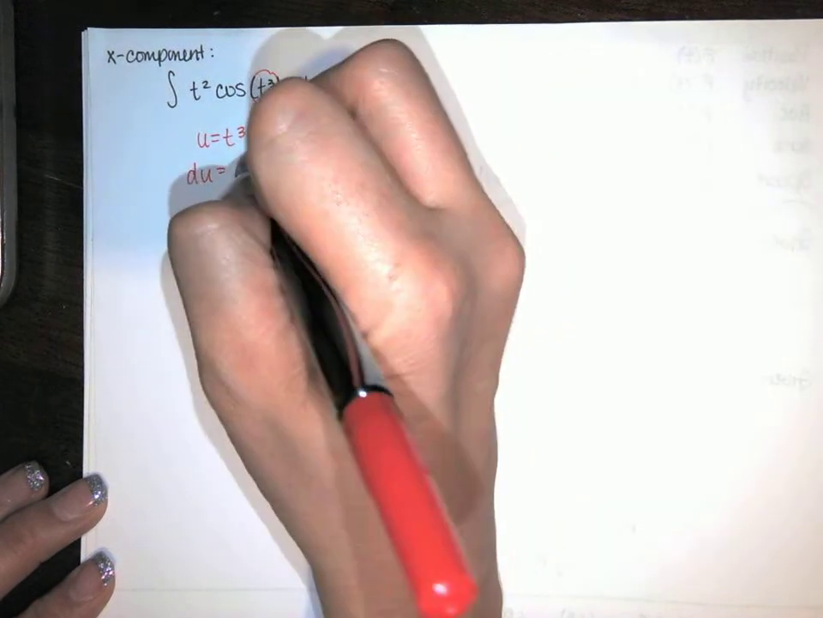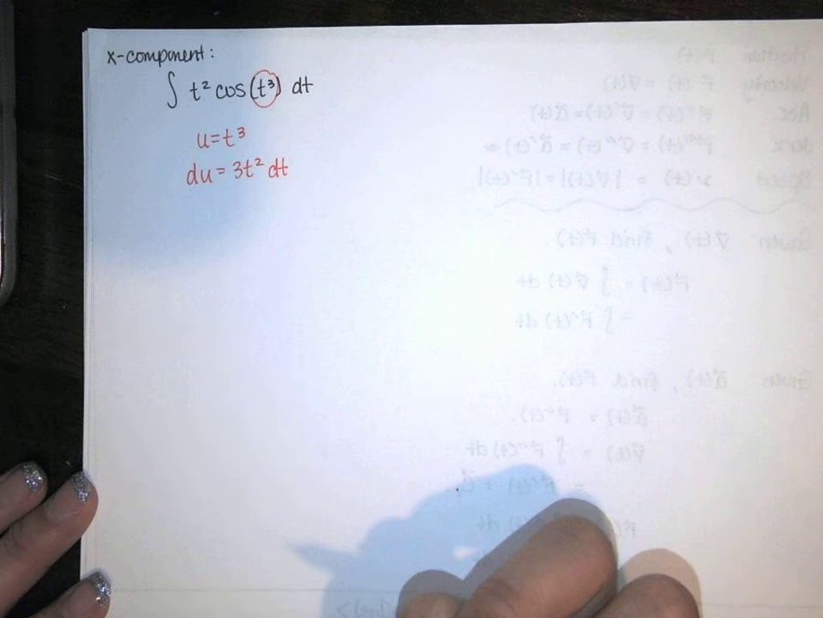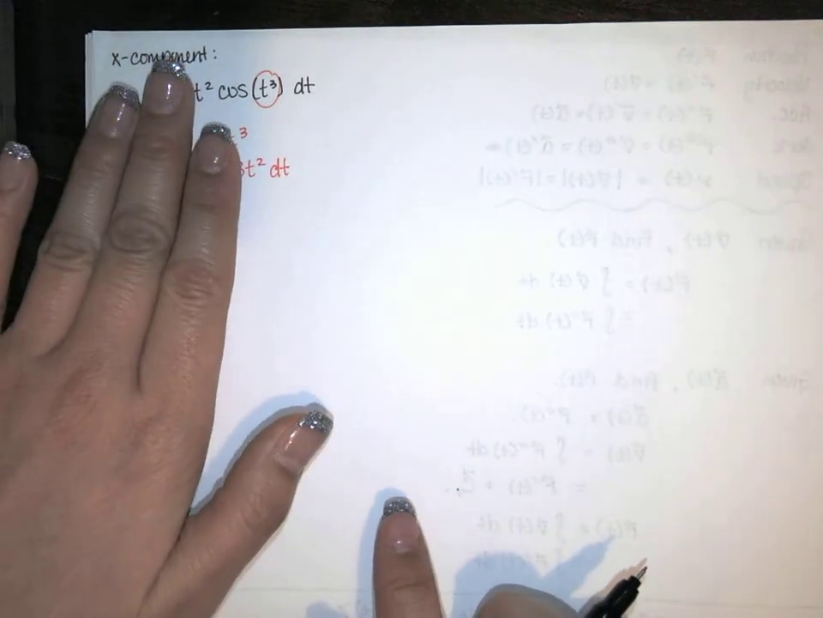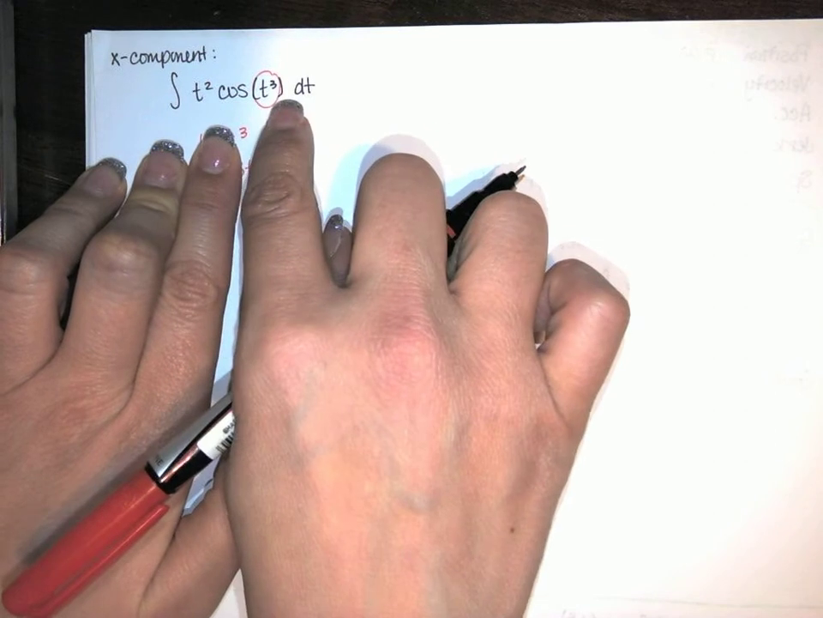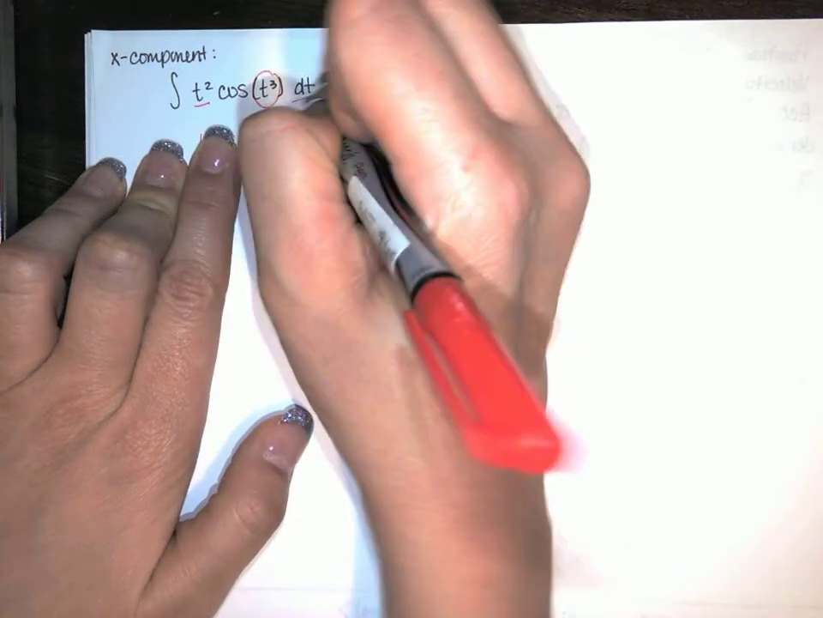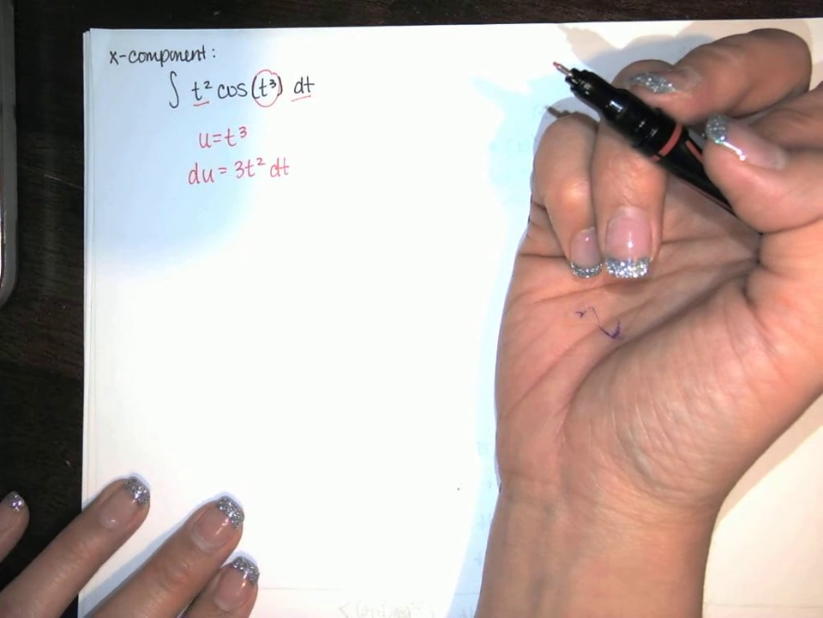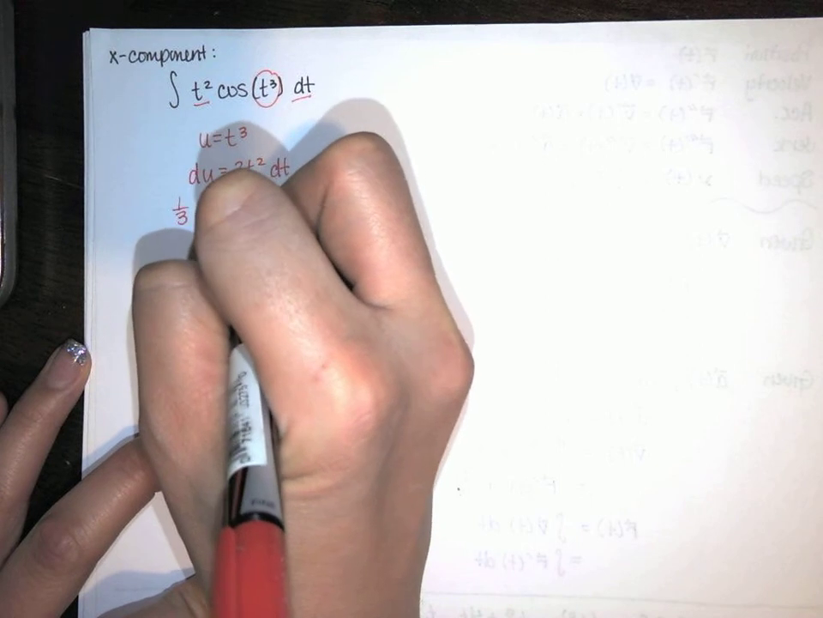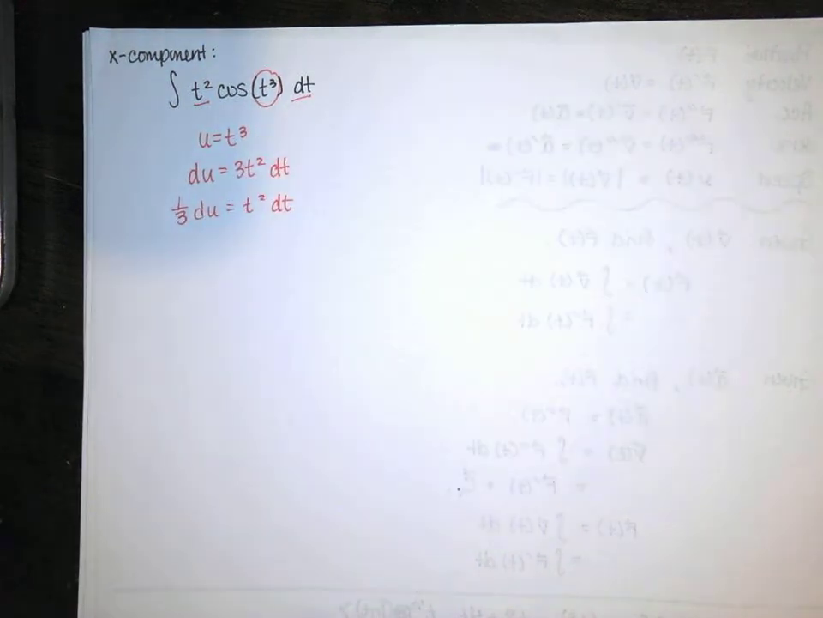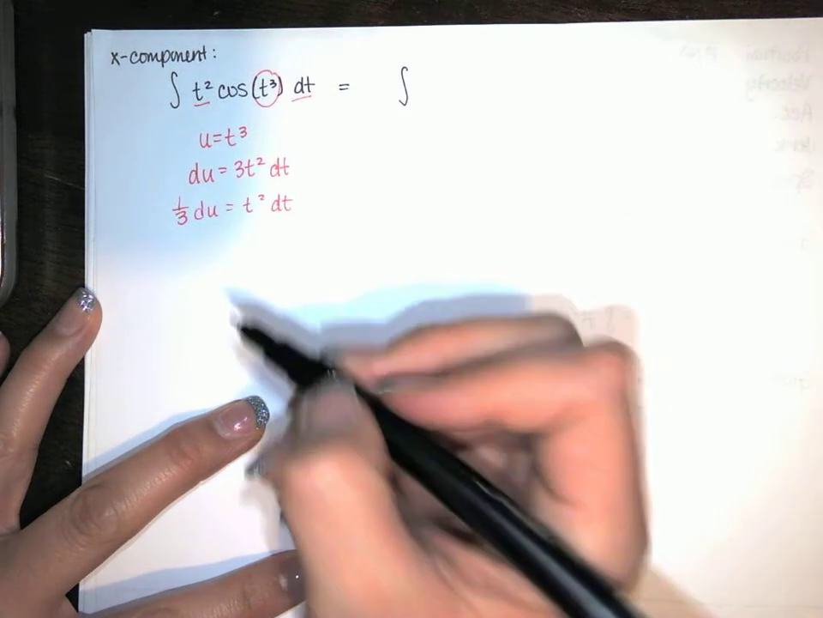So I take the derivative of that. Derivative of t cubed is 3t squared. Don't forget to multiply by dt to get du. And I'm not worried about the 3. I look at the t squared dt and I say to myself, is the t squared dt a factor up here in your integral? And it is. There's a t squared dt. So we're going to be able to write everything here in terms of u. It's going to be just fine. It doesn't have a 3 though, so I'm going to divide both sides by 3 to get the t squared dt by itself.